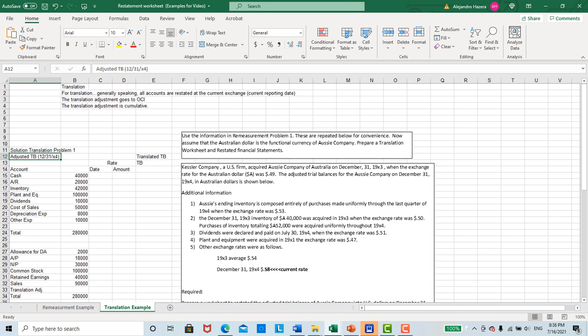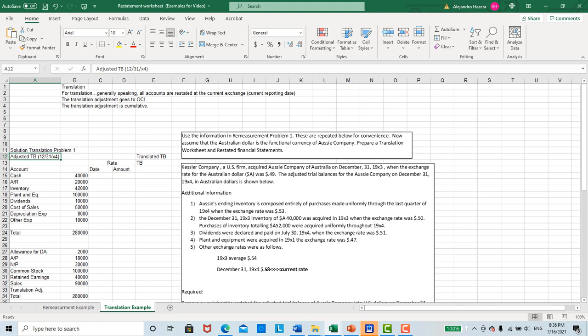Okay, I may have to change one little thing here. Okay, Aussie's inventory is comprised entirely of purchases made uniformly throughout the last quarter of 19X4, when the exchange rate was 53 cents. And keep in mind that current rates can be an absolute rate, the rate that was in existence as of 12/31/X4. But if you're looking at things like income which is earned evenly throughout the year, you could actually argue that the current exchange rate that you should apply to income is the average rate for that year. That's what we're going to end up doing. It's still a current rate.